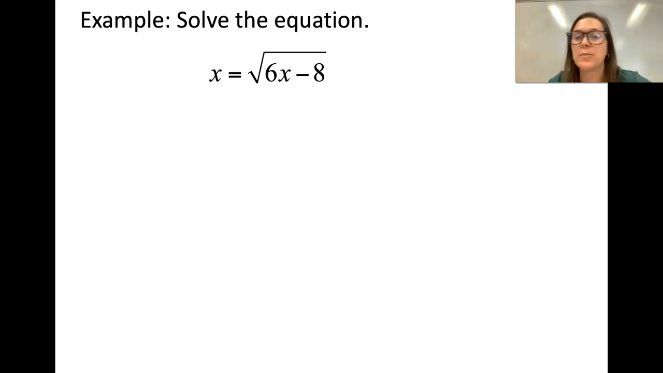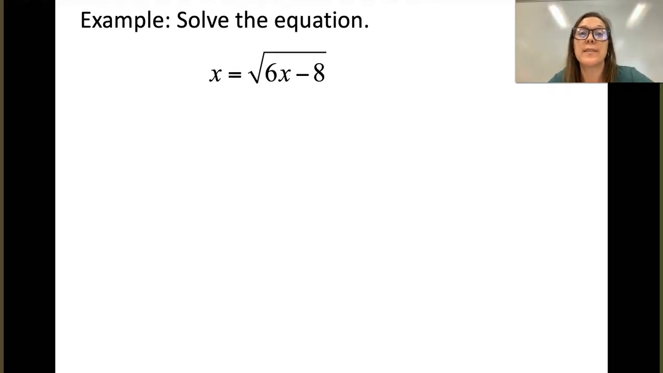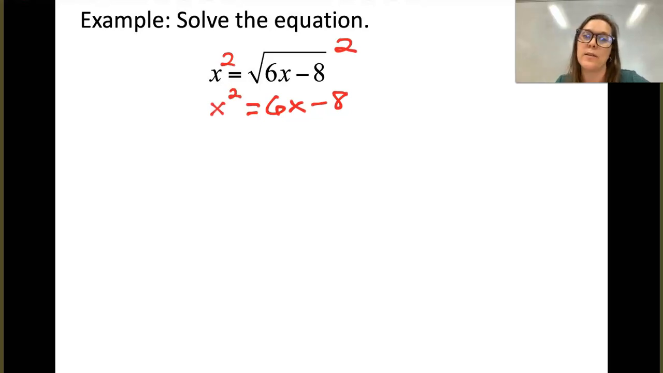Solve the following equations. We have x is equal to the square root of 6x minus 8. Well, how do we undo a square root? We square, which undoes the radical, and then we're just left with the radicand underneath, which is 6x minus 8. What I do to one side, I must do to the next, so that gets me x squared. Shift everything over to the left. X squared minus 6x plus 8 is equal to 0.